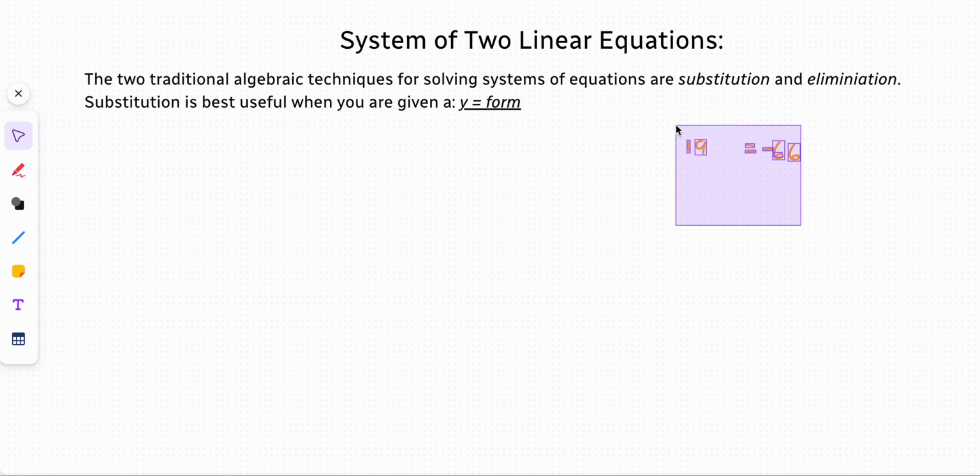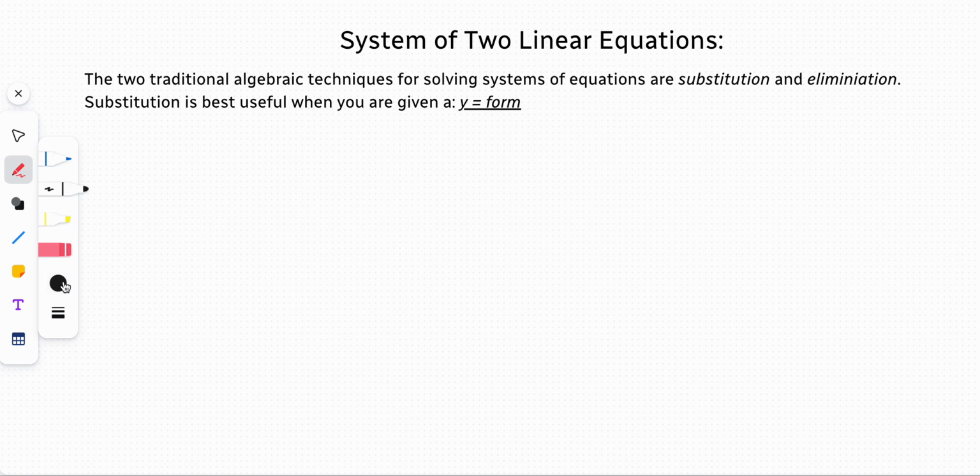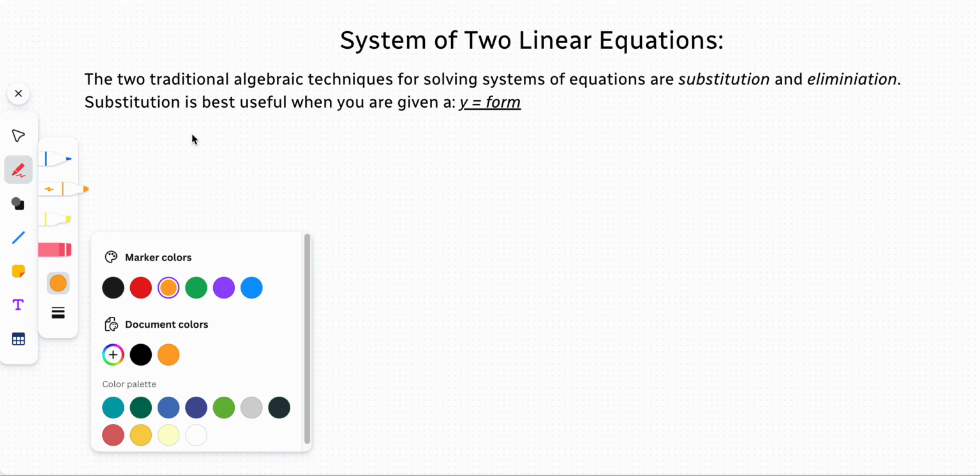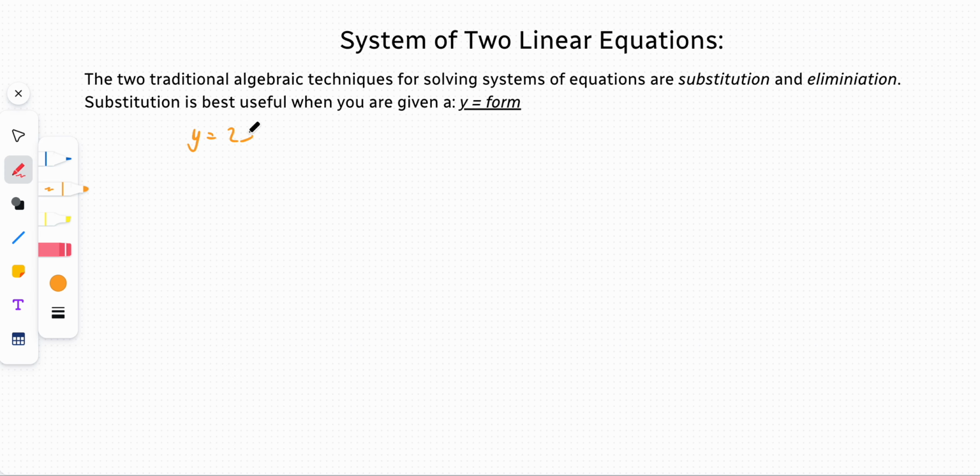Alright, so let's move on to a second example. Let's say we have y equals 2x plus 25, and we are also provided with 3x minus y equals 13. We'll notice that this first equation, equation 1, and this is equation 2, I'm just referring to them as that, is in the y equals form, so substitution is the best technique to use here. Whenever we see y, we just put in what it's equal to. In this case, it's 2x plus 25.